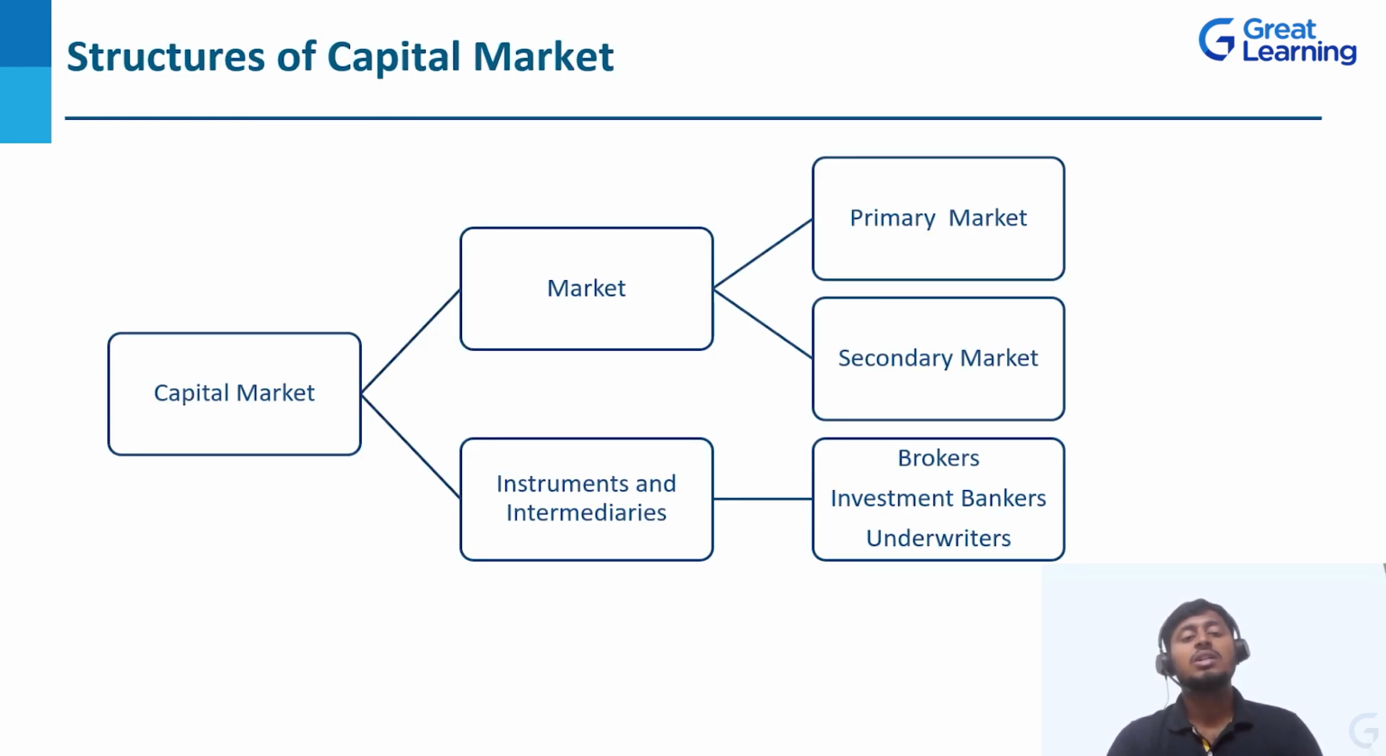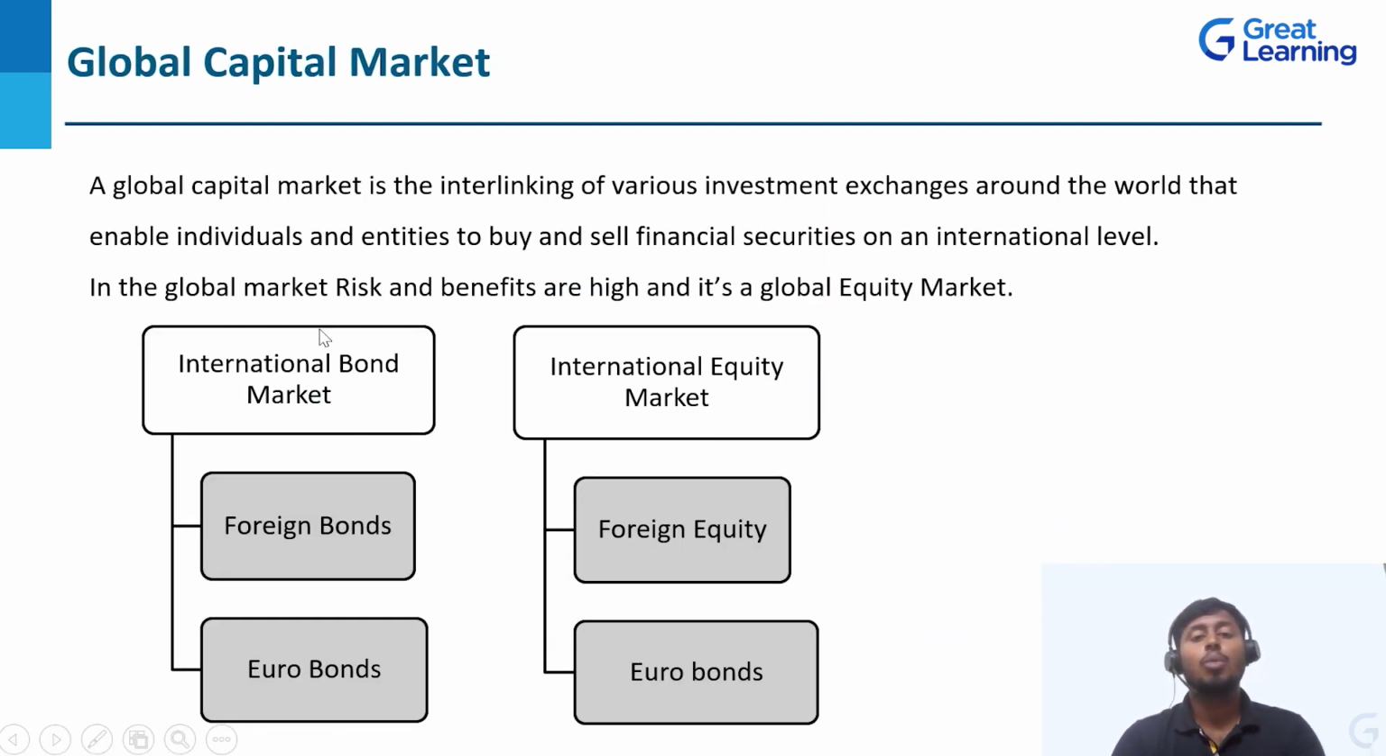Next, we have discussed the structure of capital market. That is, under the capital market, they have markets, instruments and intermediaries. Under the market, we have primary and secondary market, and among the intermediaries, brokers, investment bankers and underwriters will be there. Next, the global capital market. In the global capital market, the securities of all the companies and all the countries are traded.